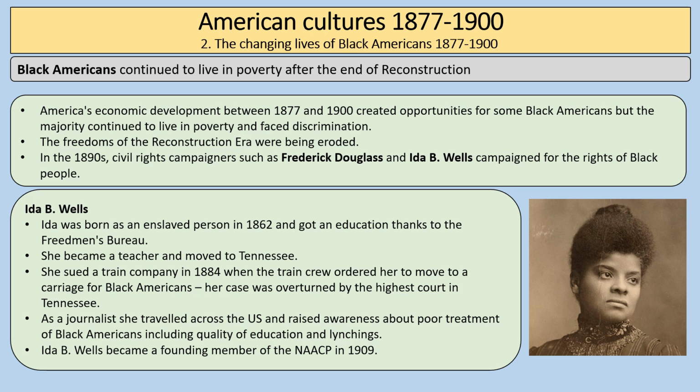Ida B. Wells was born as an enslaved person in 1862 and got an education thanks to the Freedmen's Bureau. She became a teacher and moved to Tennessee. She sued a train company in 1884 when the train crew ordered her to move to a carriage for Black Americans, and her case was overturned by the highest court in Tennessee. As a journalist, she travelled across the US and raised awareness about poor treatment of Black Americans, including quality of education and lynchings.